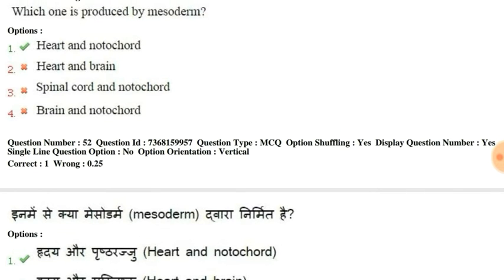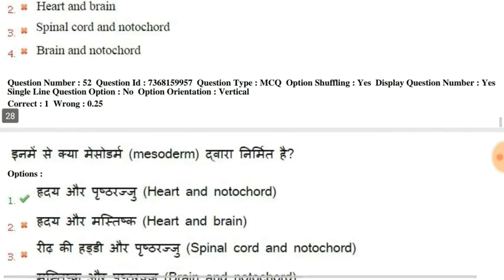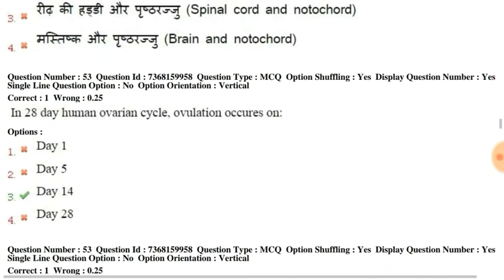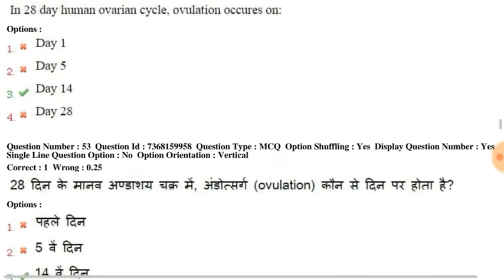Next question is, which one is produced by mesoderm? The answer is the first one, heart and notochord. Next is, in the 28 days human ovarian cycle, the ovulation occurs on. The answer is the third one, that is day 14.